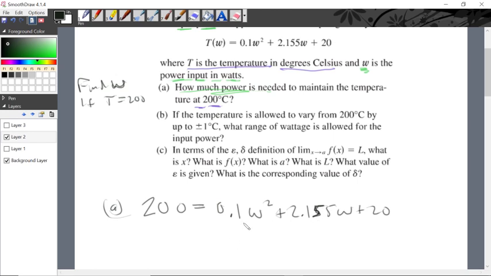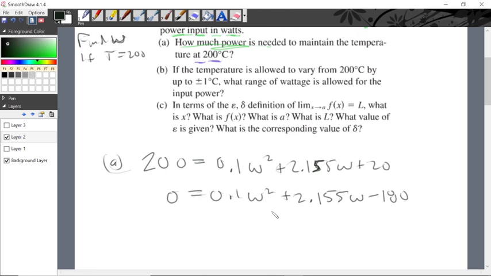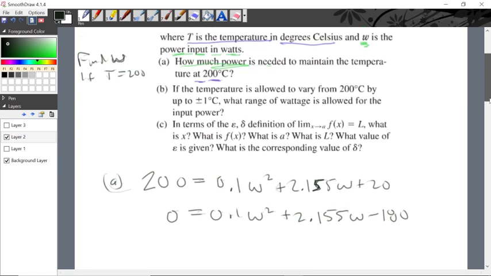Now we have a quadratic here. We can set this equal to 0: 0.1 W squared plus 2.155 W. Subtracting 200 from 20 gives us minus 180. We can solve this quadratic. Solving this quadratic, we're going to get two solutions, two values of W.